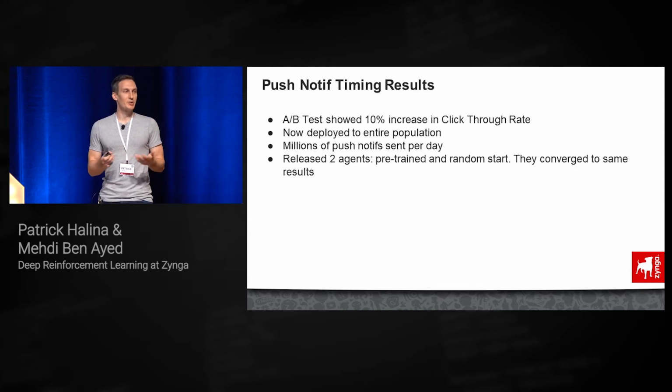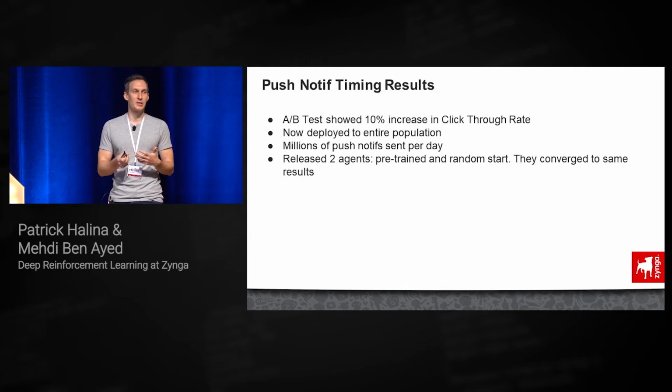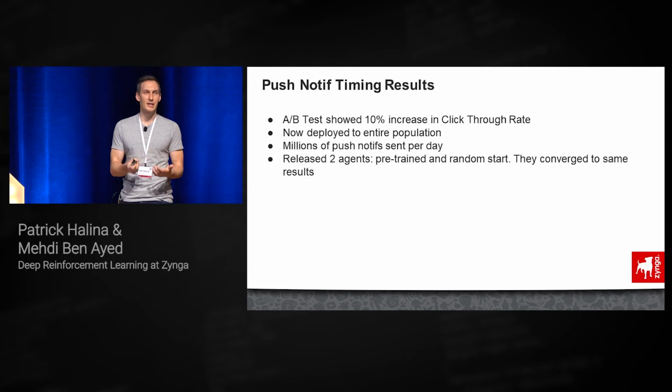And we found that it did lead to an increase. We actually saw a 10% increase in click-through rate. And so now we've deployed this to the entire population, and we're running this production deep reinforcement learning pipeline every day, pushing out millions of users, training our RL agent.